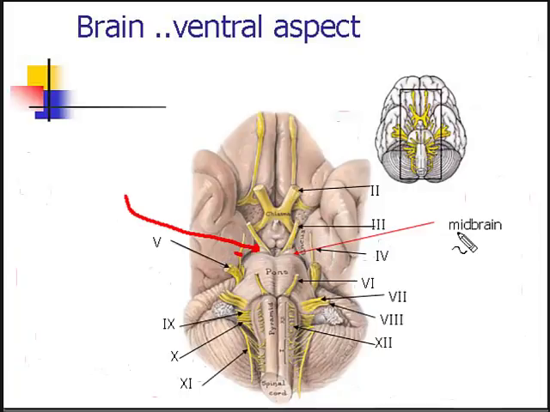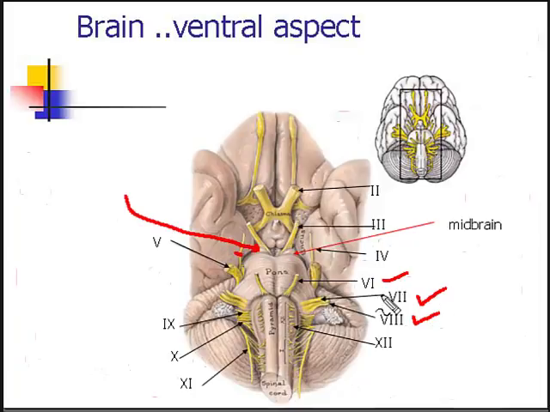Then we have the fifth, which is the largest nerve. So this very thick nerve arises from the pons. So it has its nucleus inside the pons. Then at the pontomedullary junction, you can see from medial to lateral, you have the 6th, 7th, and 8th cranial nerves. So 6th, 7th, and 8th cranial nerves.